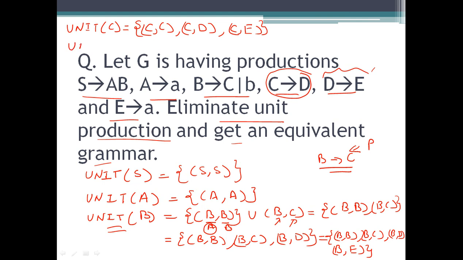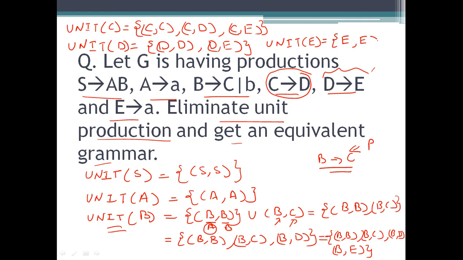Again, unit of D will contain D, D and D, E. Next, unit of E will contain E, E. So in this manner we constructed the unit sets for all variables, in which we found the pairs for unit production.